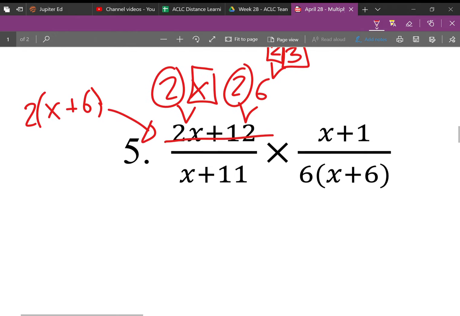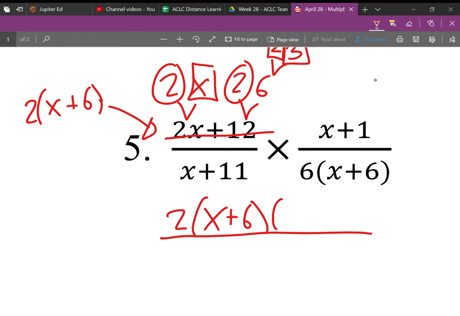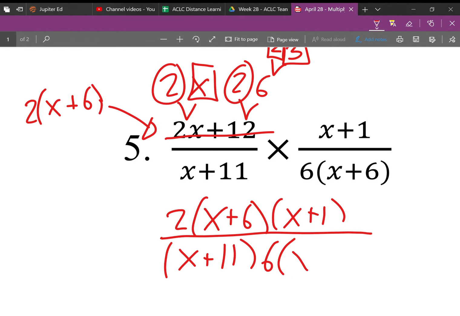And the reason that's really helpful is now I actually do have something that cancels. So when I write it out as one big problem, I'm not going to write the 2x plus 12. Instead, I'm going to write the 2 times x plus 6. Now everything else is going to stay the same. I didn't factor x plus 1. I didn't factor x plus 11. I didn't factor 6. Six times x plus 6.